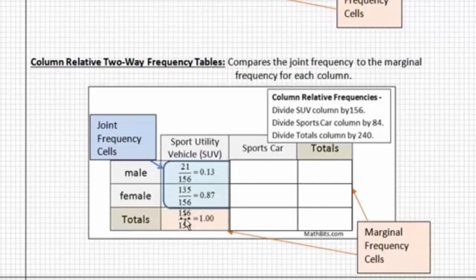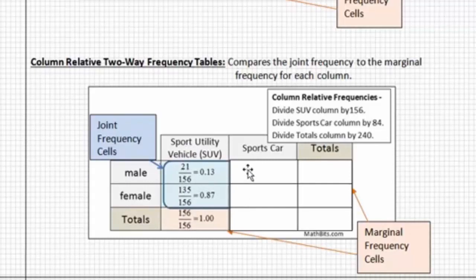So if we look here, of the people surveyed, we asked what type of car they wanted. We could look just at sports utility and say, okay, 156 people wanted sports utility vehicles. How many of those were men and how many of those were women? And so now we know that of the 156 people who liked sports utility vehicles, 21 of them were men, and that represents 13% of all the people who liked SUVs. With the women, it was 135 out of 156 people who liked SUVs, and so that would represent 87% of the people who liked SUVs surveyed.